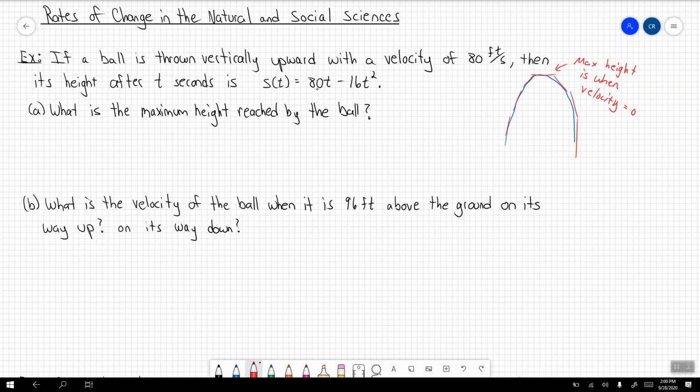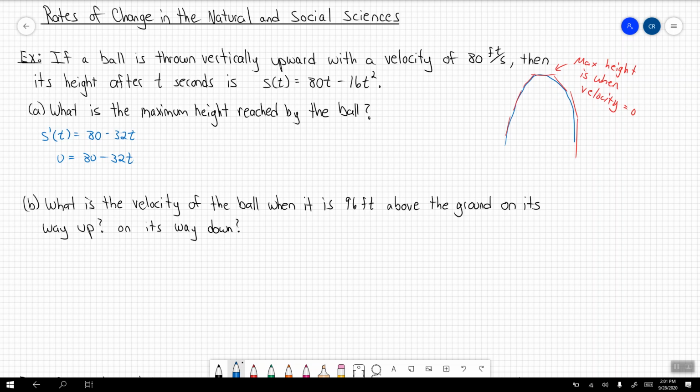All we have to do is take the derivative. So when we take the derivative with respect to t, we're going to get 80 minus 16 times 2, which is 32t. And we must set this equal to 0, that way we find when this velocity is equal to 0.